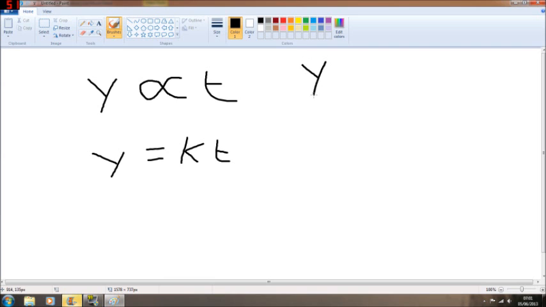And you are also given this. It says y equals 6 and t equals 4.